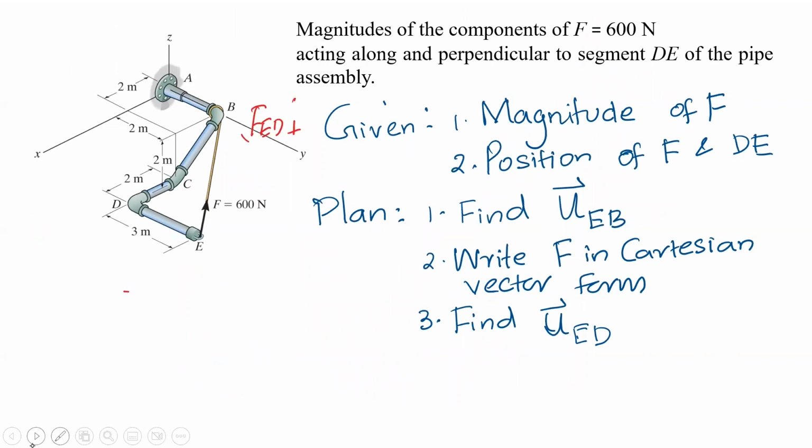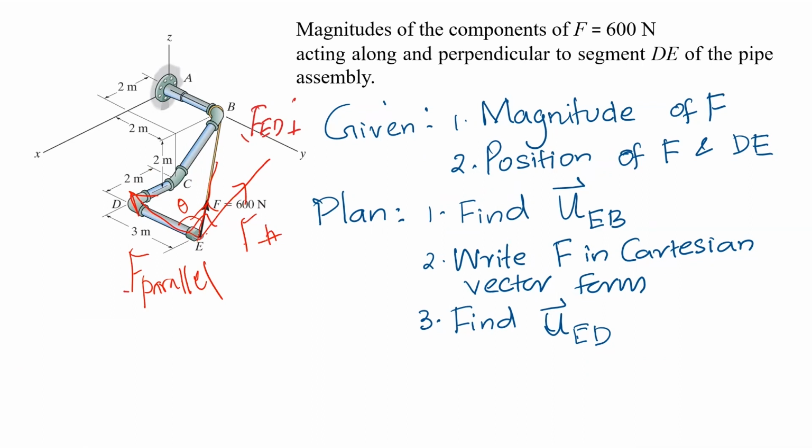As shown in the figure, we are asked to find the magnitude of the components of this 600 Newton force acting along and perpendicular to the segment DE of the pipe assembly. My force is 600 Newton acting along the line EB, and I need to get the component along the line DE. Looking at the direction of my force, it points from E to B. If I take the angle theta, that gives my parallel component of the force, and then I will get the perpendicular component of my force.